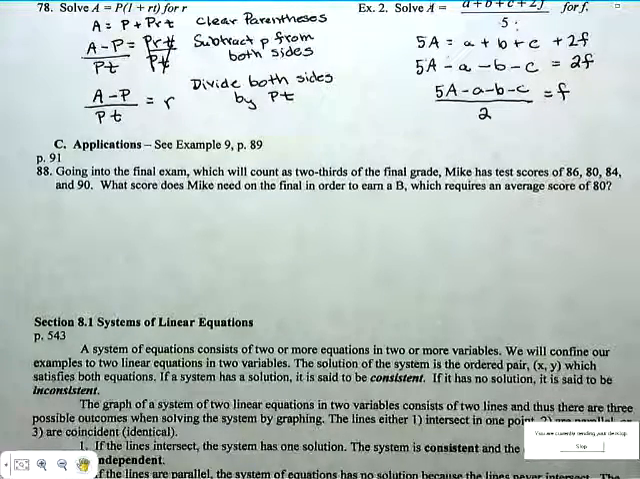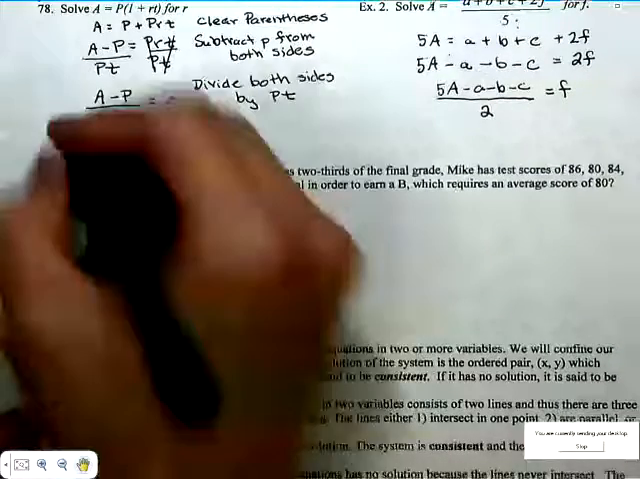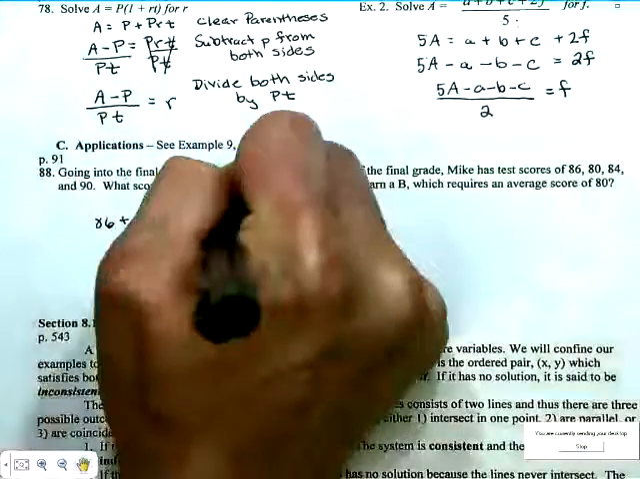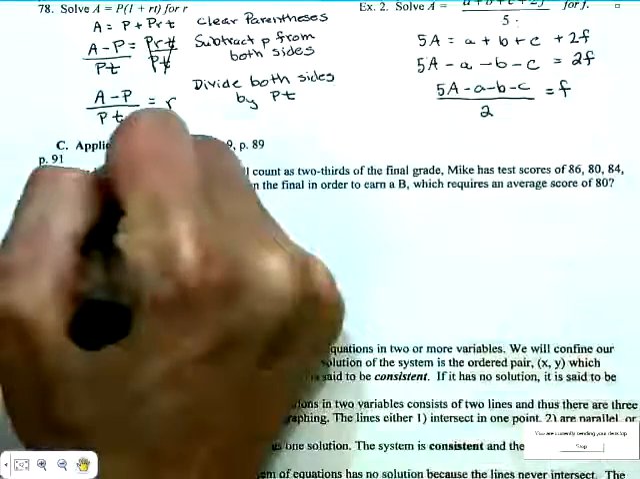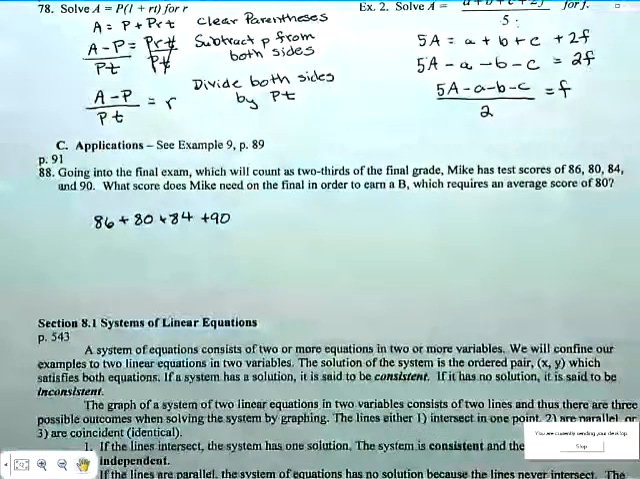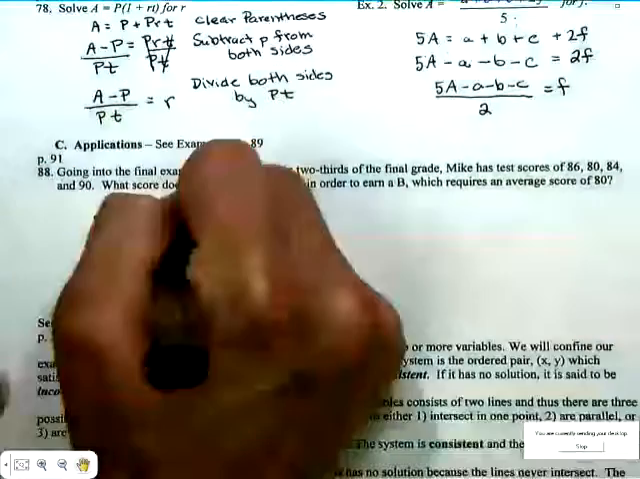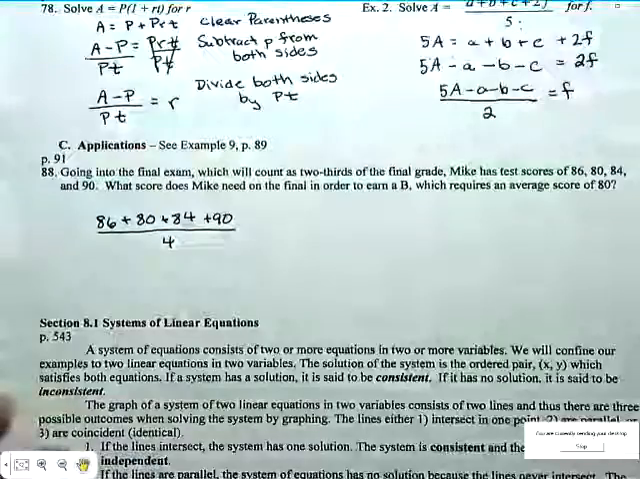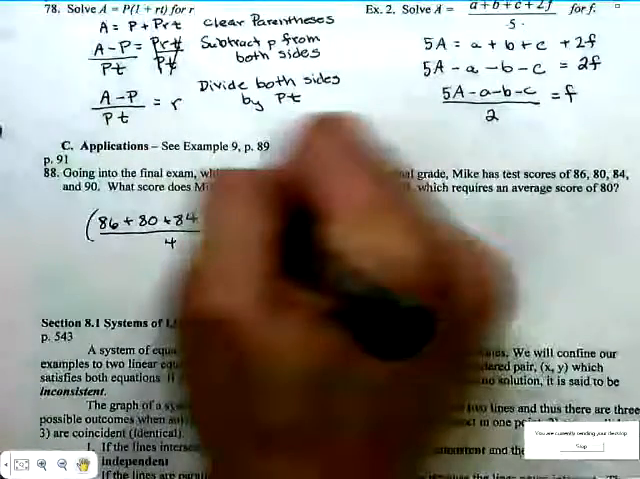All right. I need to do the same thing, but I don't know the final. I just know he wants to end up with an 80. So help me come up with the formula here. First thing I need to do is what? Add those 4. 86 plus 80 plus 84 plus 90. And then what? Divide by 4 because I want the average of those. And then what? That counts as 1/3 of his grade, so I'm going to multiply that times 1/3, and then what?